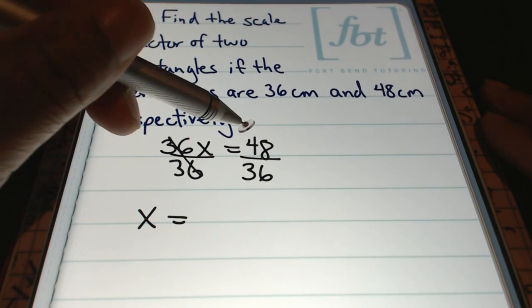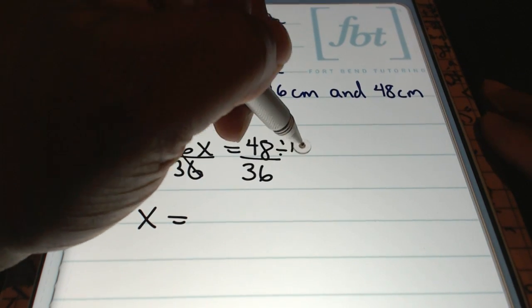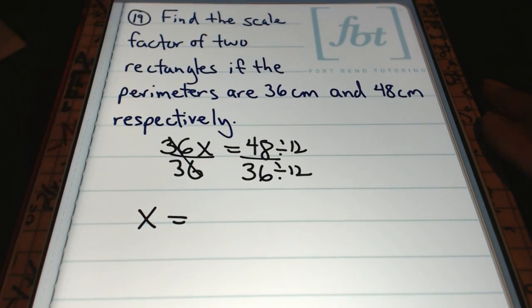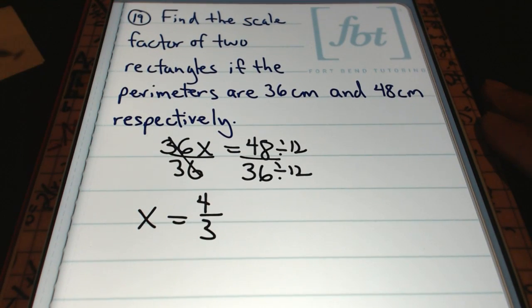See, we can reduce both the 48 and the 36 by 12. Let's reduce both of these by 12 to get this scale factor. So this will give you 4/3, right? Done. It's over.